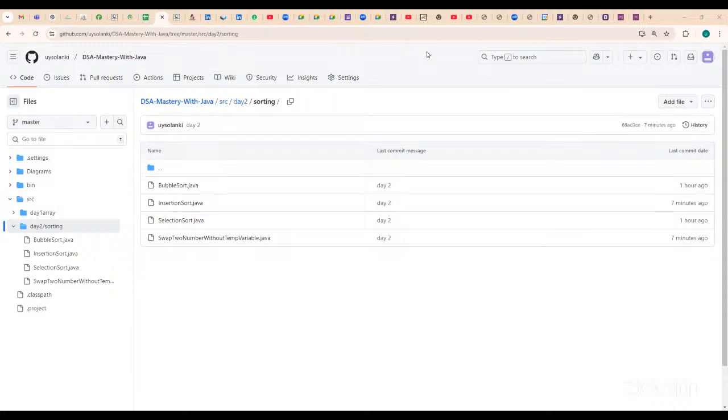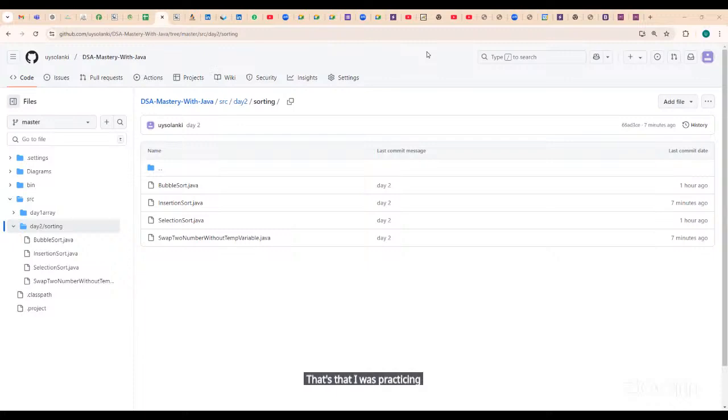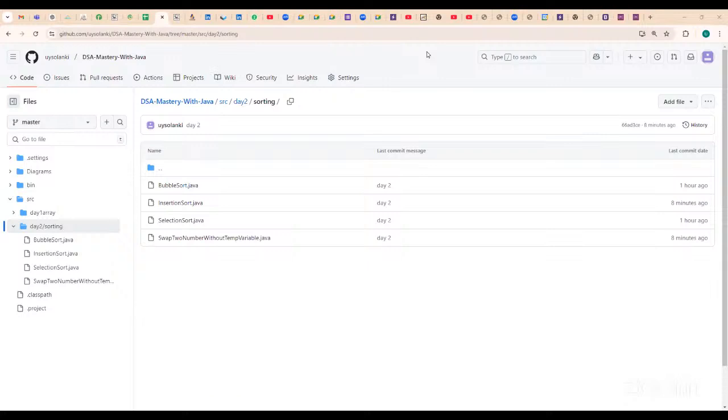Practice these questions, guys. If you have any doubts, first thing the next day, bring up your doubts, like: I was practicing this question yesterday and I was struggling with this doubt, so can you help me out? We can utilize the first few minutes for doubt clearance. If you have any doubts or concerns, you can paste them. I'm periodically switching between Zoom and YouTube and reading the comments and doubts.